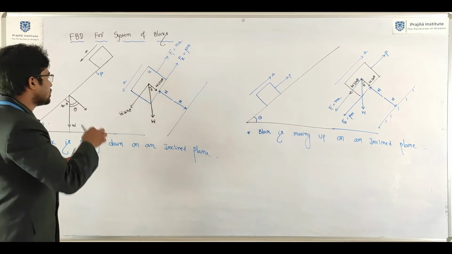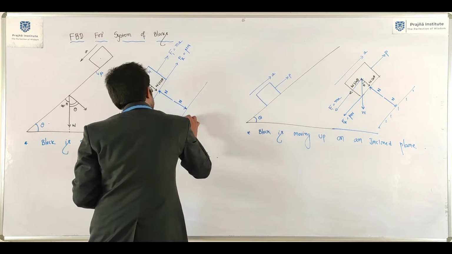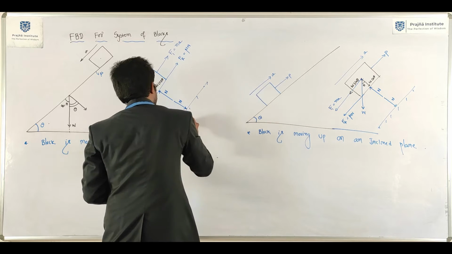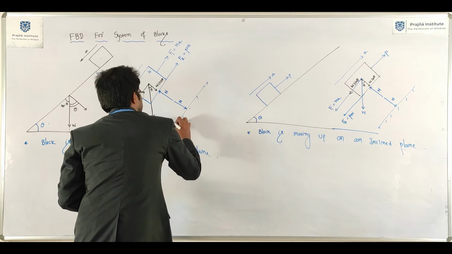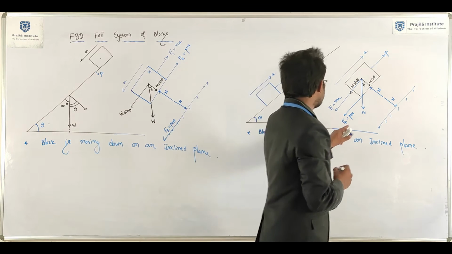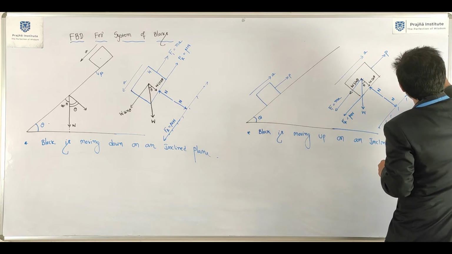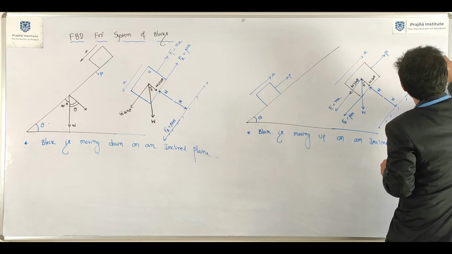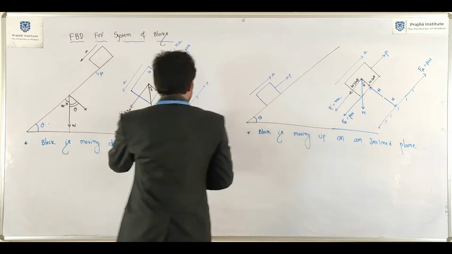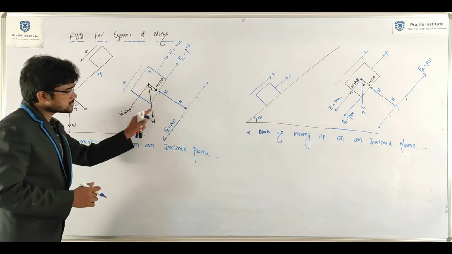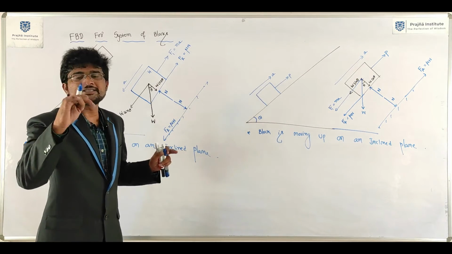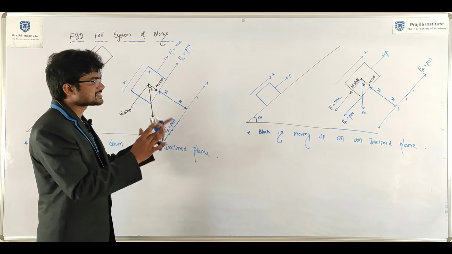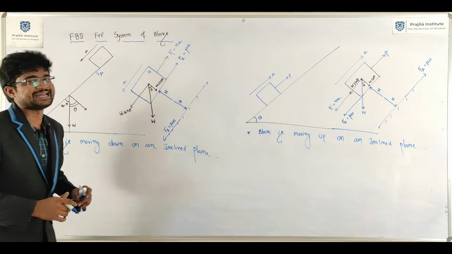Now, just apply equilibrium equations. On the rough surface, this will be the frictional resistance mu into N, and this will be the frictional resistance mu into N. It will help you. In this problem there is no need to draw a free body diagram for the ground, but the concept is important. What are the steps you need to follow to draw a free body diagram?